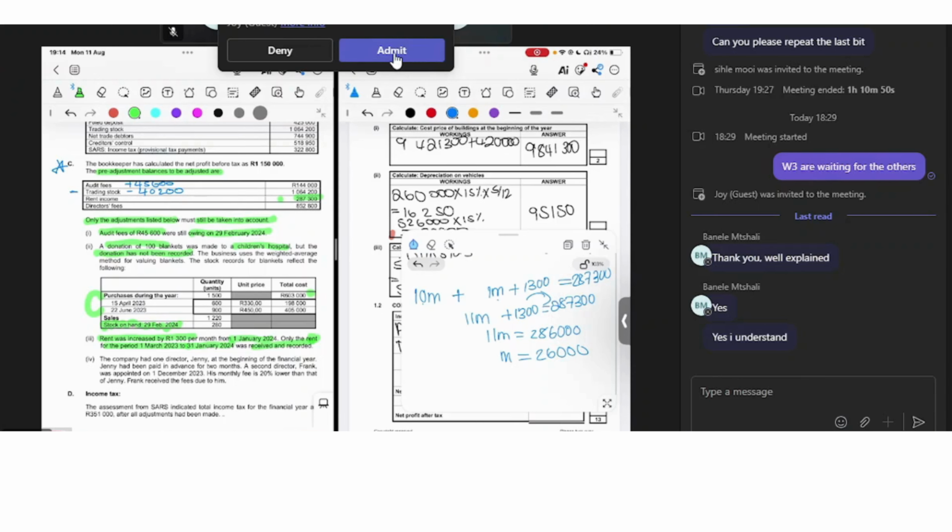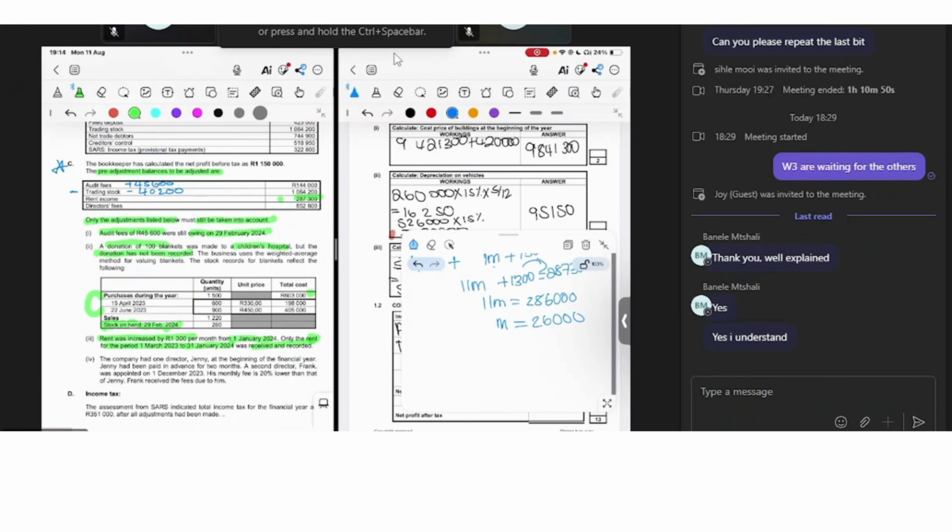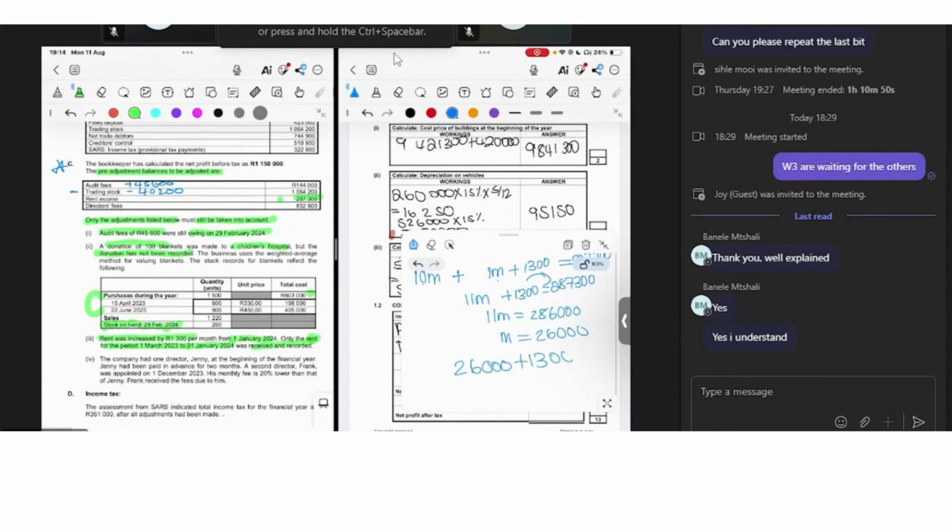Now, remember, we are looking for rent in February, and rent in February is after the increase. So how do we get that? We take the 26,000 plus the 1,300, which will give us 27,300.